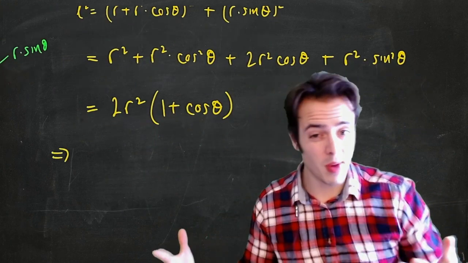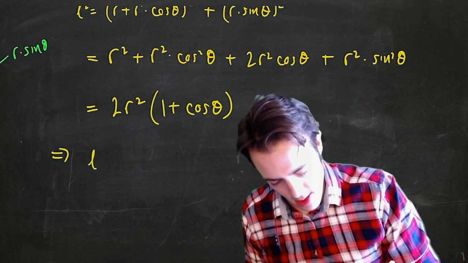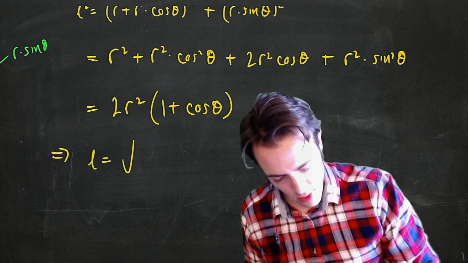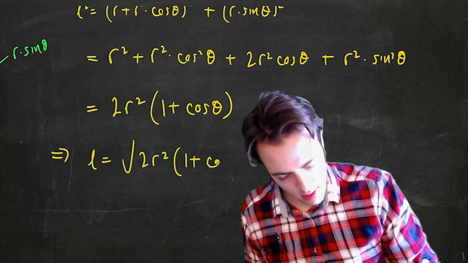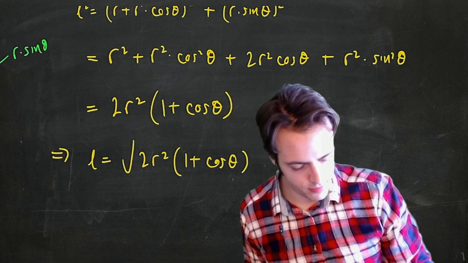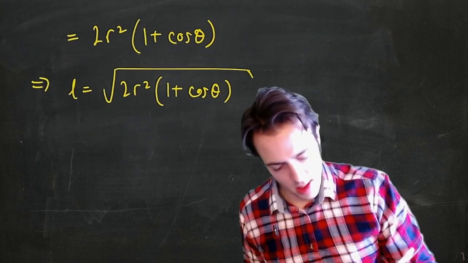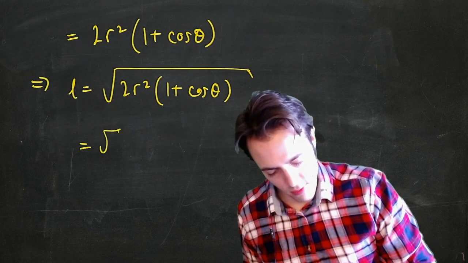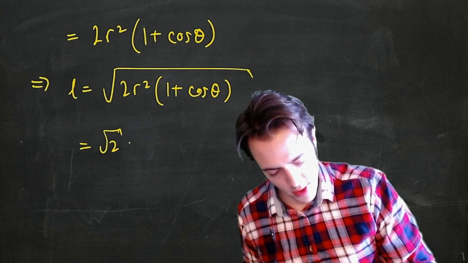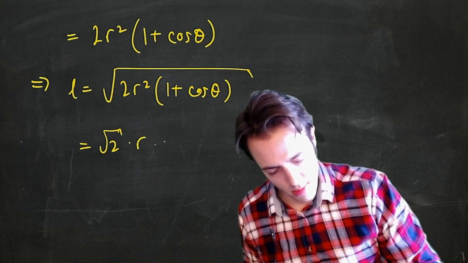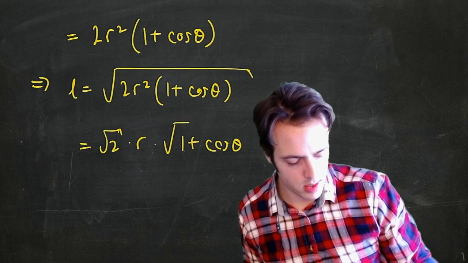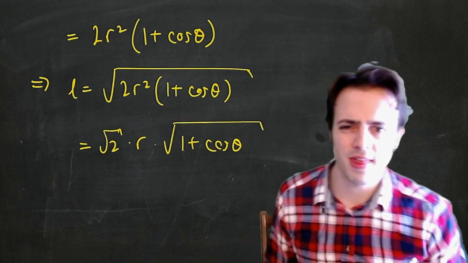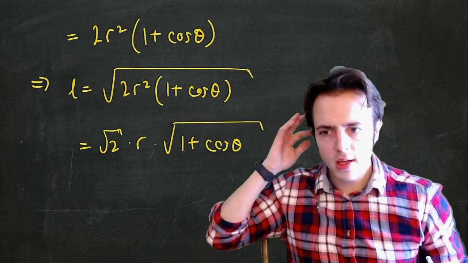We want to square root it because we actually want the moment arm. L is therefore equal to the square root of 2R squared times (1 plus cosine theta), equals root 2 multiplied by R multiplied by the square root of 1 plus cosine theta. So we've got this far.